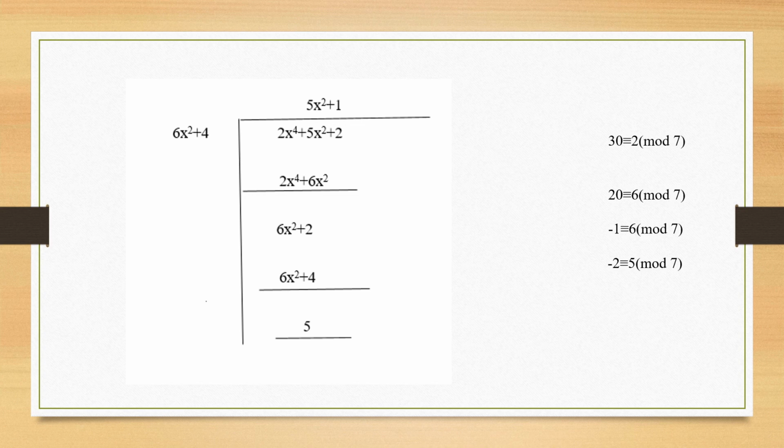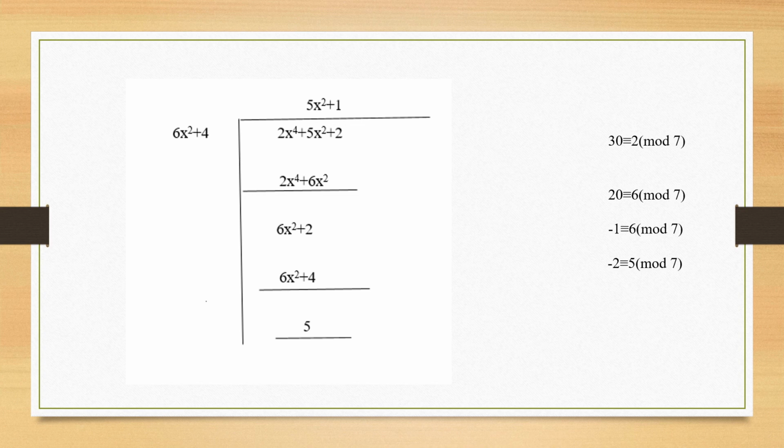And now again take 6x square and divide it by 6x square, and your answer is 1. Put it in the quotient place, take 1 and multiply it again. You get 6x square plus 4. Now when I change the sign, 6x square gets cancelled, and I'm getting minus 2 over here, and my answer is minus 2. Again, minus 2 is not allowed since it's a negative number. So over minus 2, I have to add 7 to it, and my remainder is 5.